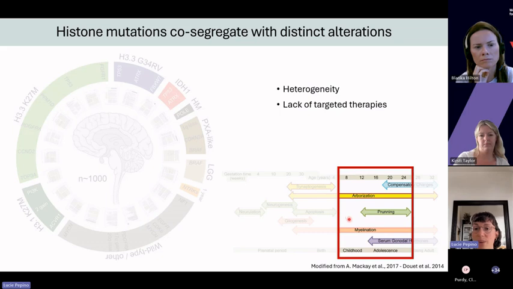So we really need a histone mutant model, or different histone mutant models, because as you can see, there are many different combinations, reflecting this anatomic and genetic heterogeneity of the disease. So that's where our lab steps in.